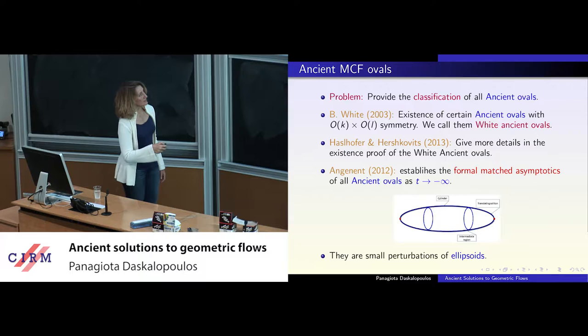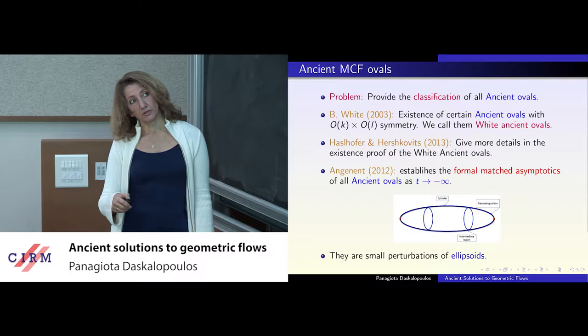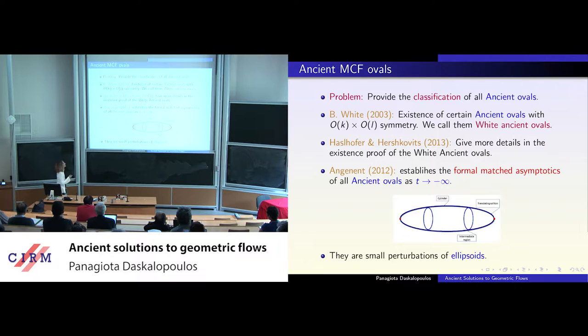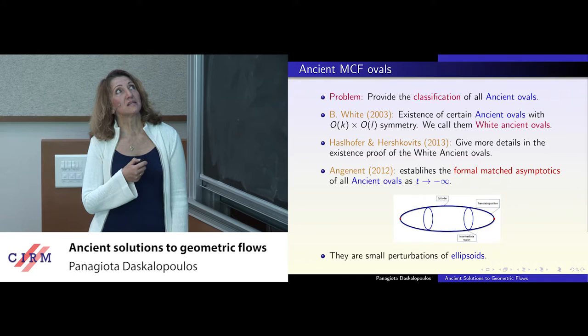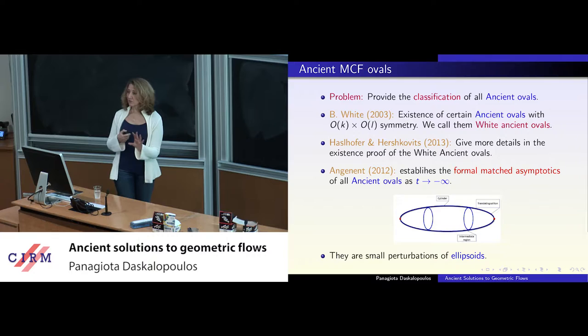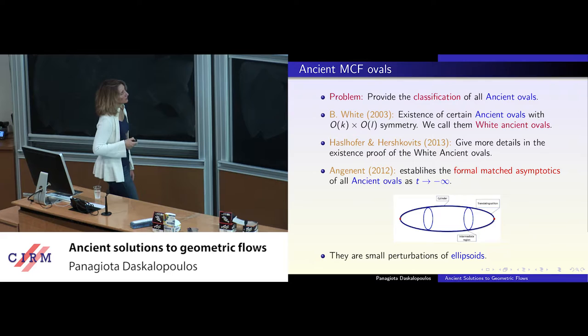So you have one soliton to the left, a translating soliton for mean curvature flow, another soliton to the right, which means a self-similar solution in analytical terms, and a cylinder in the middle. We call these the White ovals, because these were shown to exist in a not very precise way by Brian White back in 2003. Nevertheless, recently, Haslhofer and Hershkovits gave a more precise construction of the solutions. Their construction, though, doesn't give any asymptotics. It's a very geometric construction. It just shows that the solutions exist.